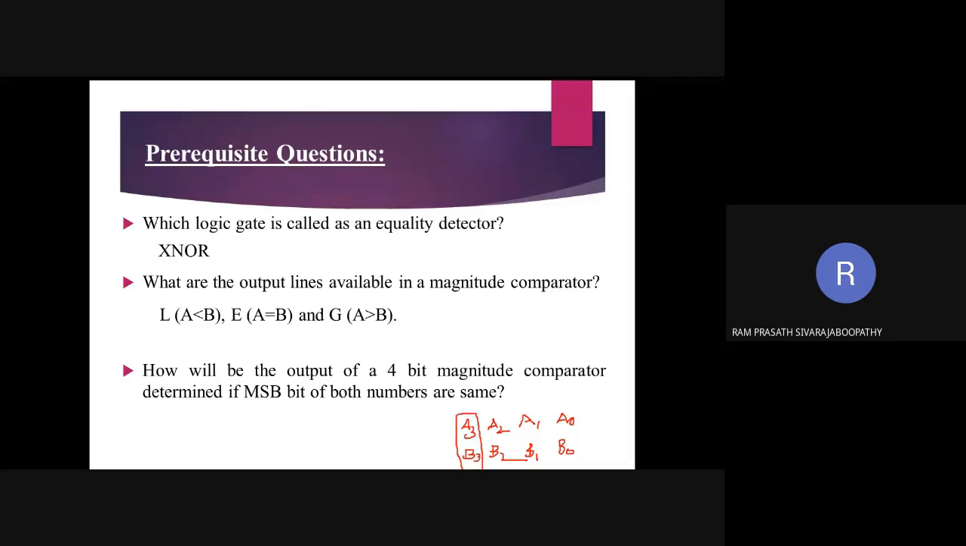how the comparator works? Next what the comparator has to do? Next என்ன பண்ணப்போ comparator? If A3 and B3 are equal, directly equal னு சொல்லிடலாமா ரெண்டு நம்பரும்? Or what it has to do? If MSB bits are same, next என்ன பண்ணணும்? Can you type it in the chat, please?